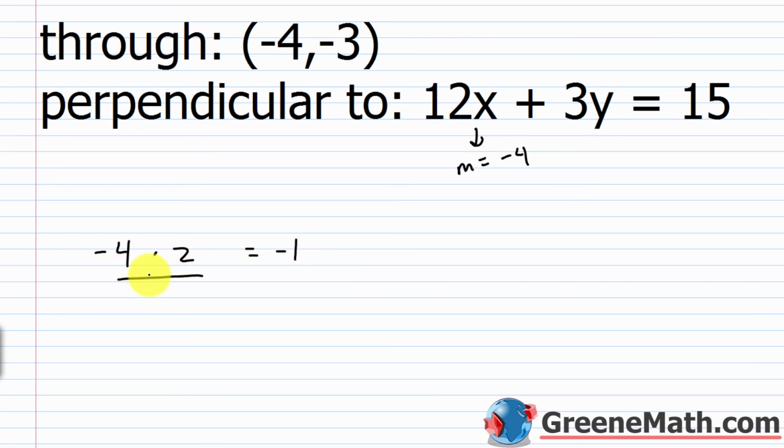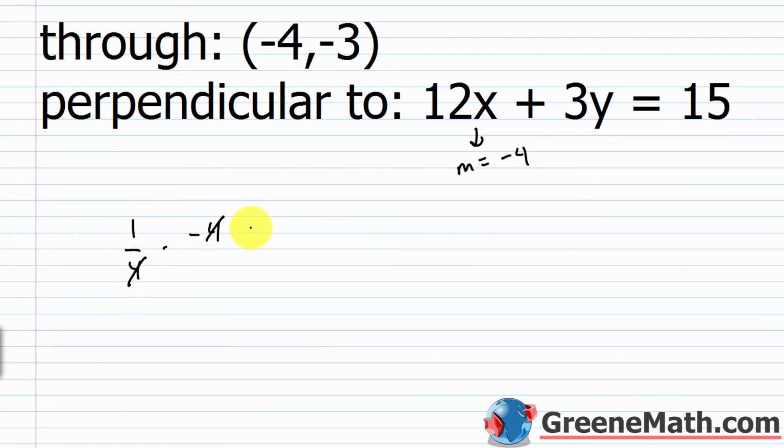Now, what I would do is, if I had negative 4 times z equals negative 1, I would divide both sides of the equation by negative 4. This would cancel, and z would equal negative 1 over negative 4, which is 1/4. So the slope I'm looking for is 1/4. Because if I take 1/4 and I multiply it by negative 4, this would cancel with this.